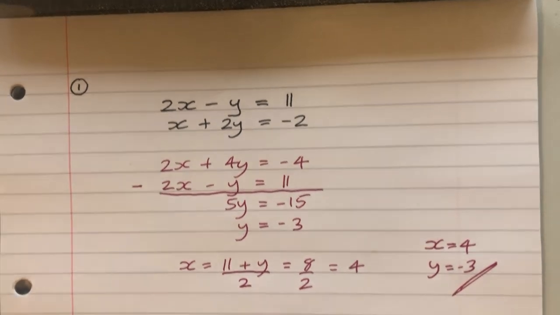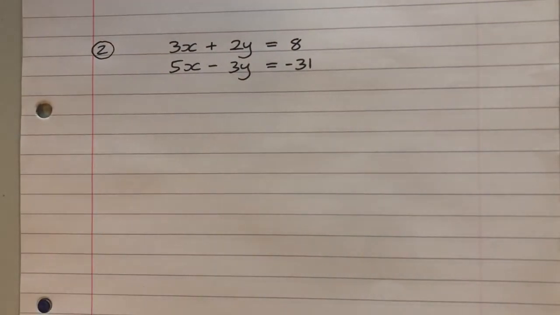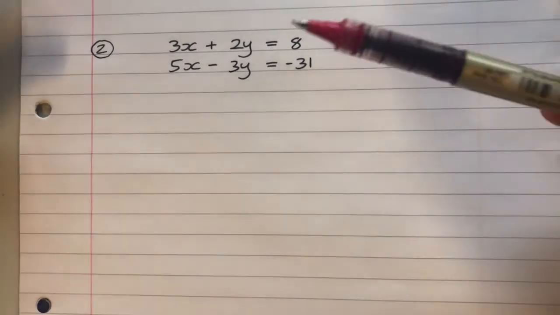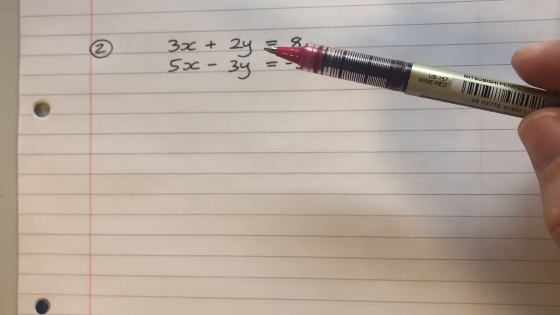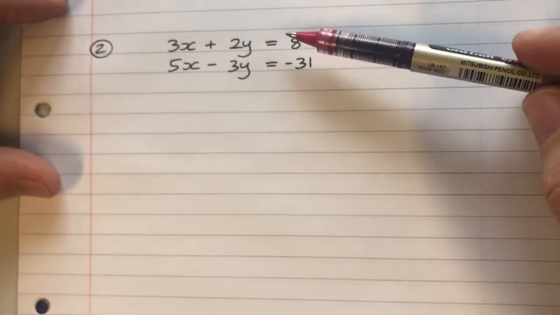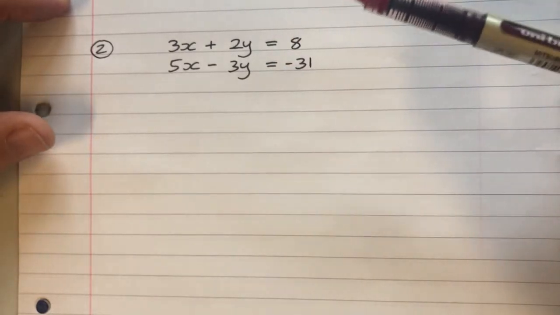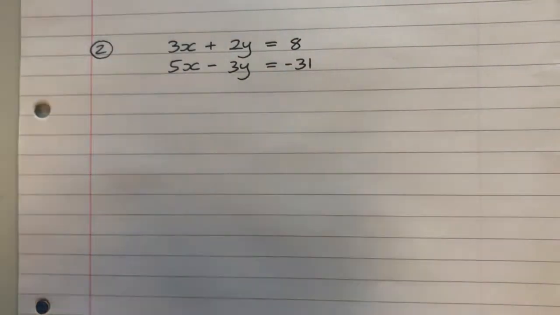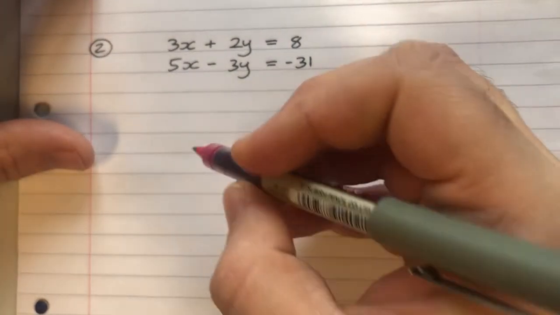Okay, a more complicated example. 3x plus 2y equals 8, and 5x minus 3y equals minus 31. So this time I can't just multiply one equation by something, not without having decimals kicking around. So I'm going to take the top equation and multiply it by 3, and take the bottom equation and multiply it by 2. That's so the coefficient of y is 6 and minus 6.